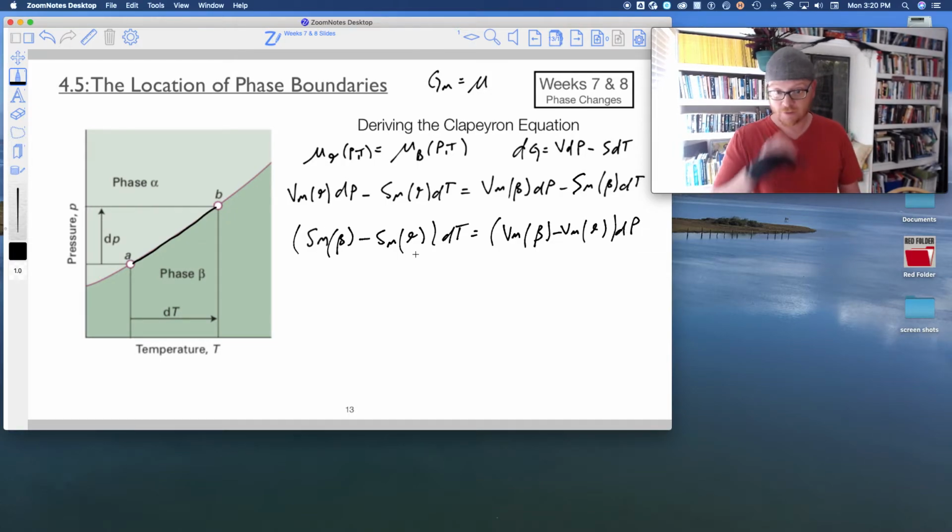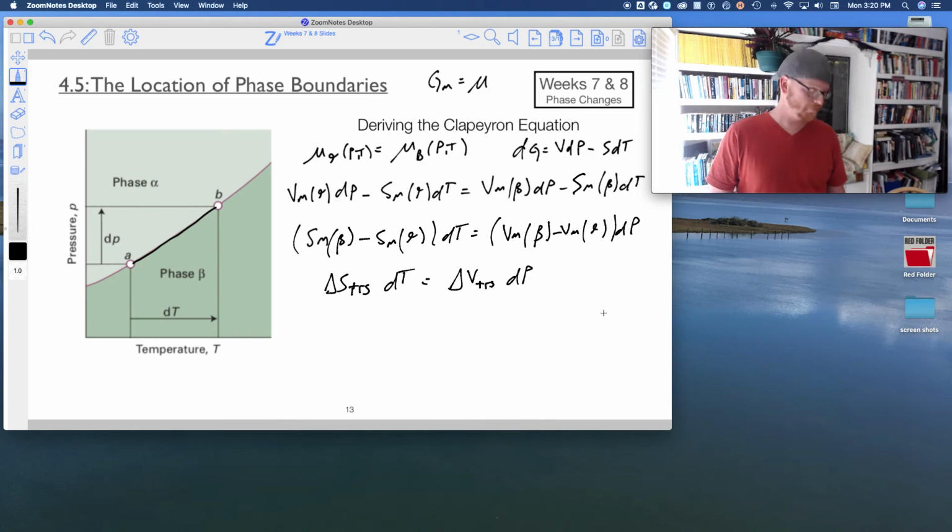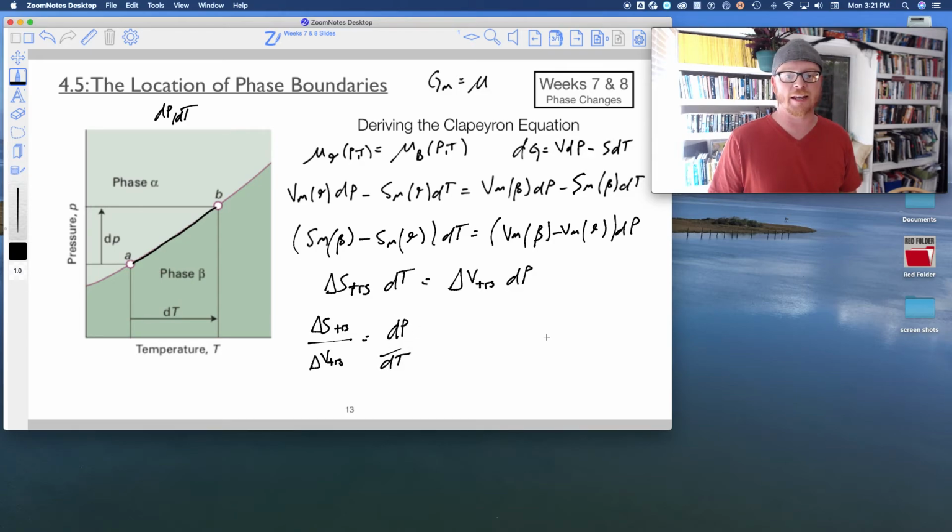And I will note that this Sm of phase beta minus Sm of phase alpha, I'm just going to call delta S of the phase transition, trs. So that becomes delta S dT, and this, of course, is delta V of the phase transition, dP. And what we're interested in is dP by dT based on this graph. So if I collect those terms, dividing dT over and dividing V over, I get delta S of the phase transition divided by delta V of the phase transition equals dP by dT.